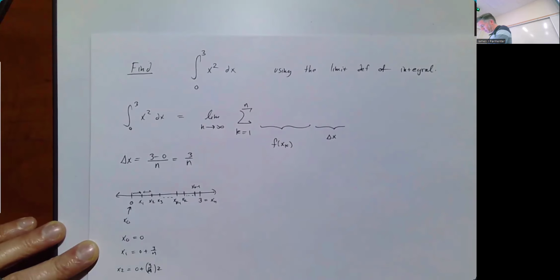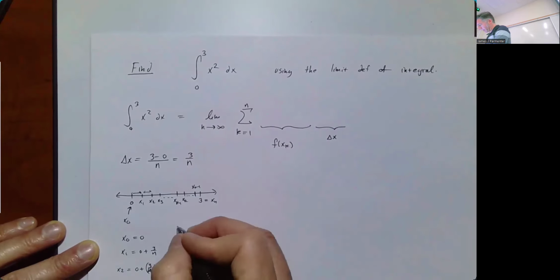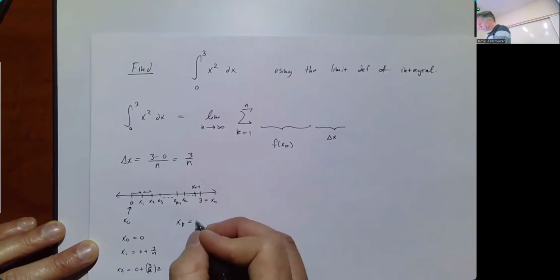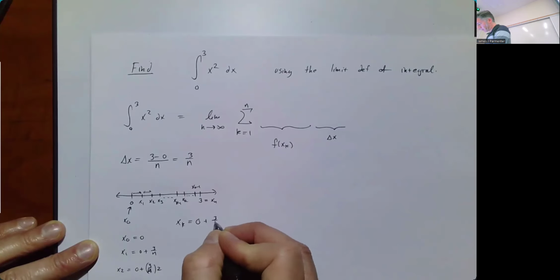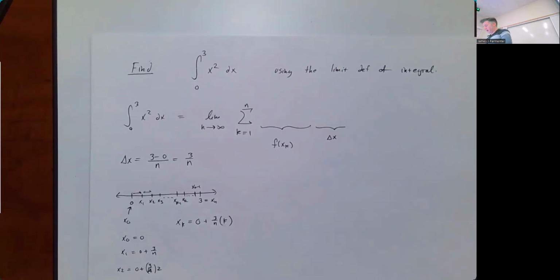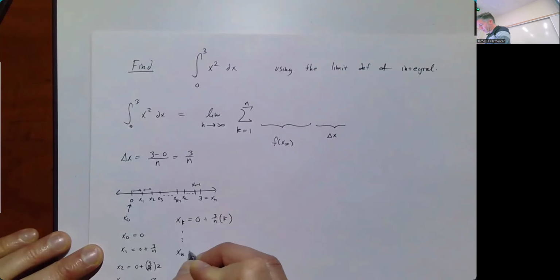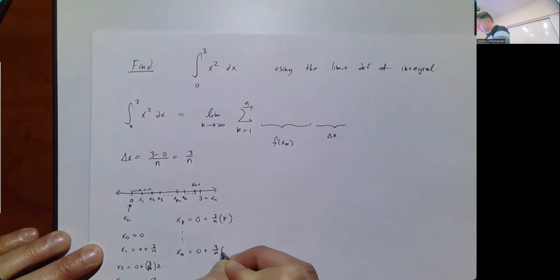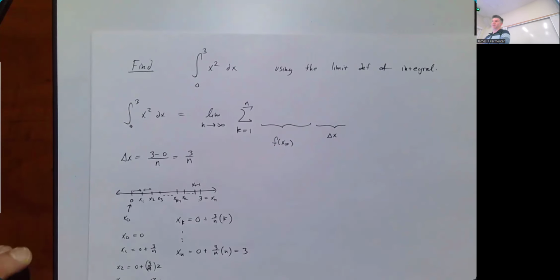X sub 3 is going to be 0 plus 3 over n times 3. And if I want x sub k, which is what I'm really looking for, it's going to be 0 plus 3 over n times k. If I want to check, I can go all the way to x sub n and say, oh, x sub n is going to be 0 plus 3 over n times n, but that's just 3 as it should be. I really like that check. I'm a big fan of plugging in n for k and making sure that I do get the upper value of my integral, which is the b value.